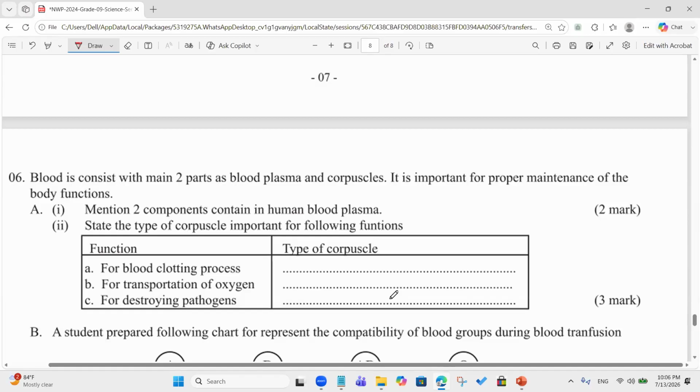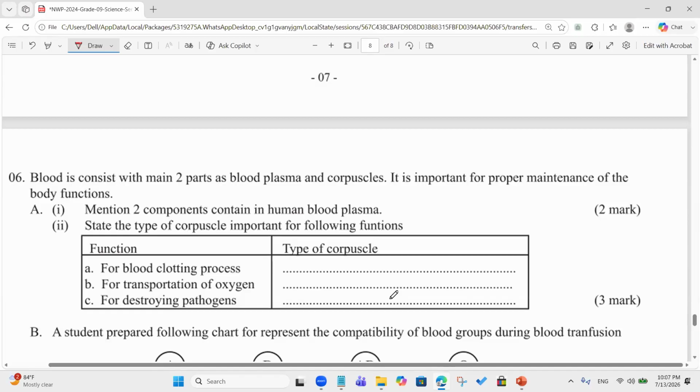And then you are given a table. Write the corpuscle type for the blood clotting process. Which is needed for the clotting? Platelets. Correct, platelets. For the transportation of oxygen? What is needed for the transportation of oxygen? Red blood cells. Red blood cells, very good. And for destroying pathogens? White blood cells. Yeah, white blood cells, right?